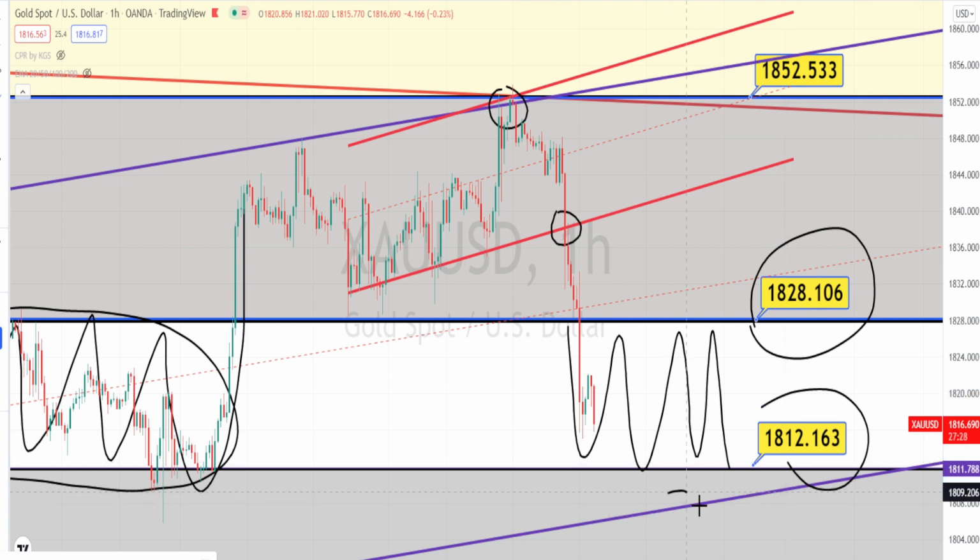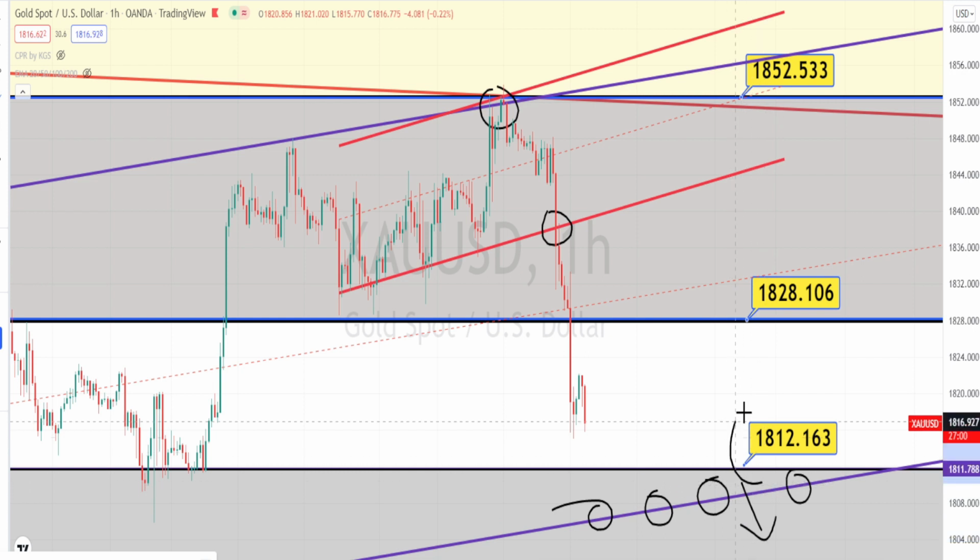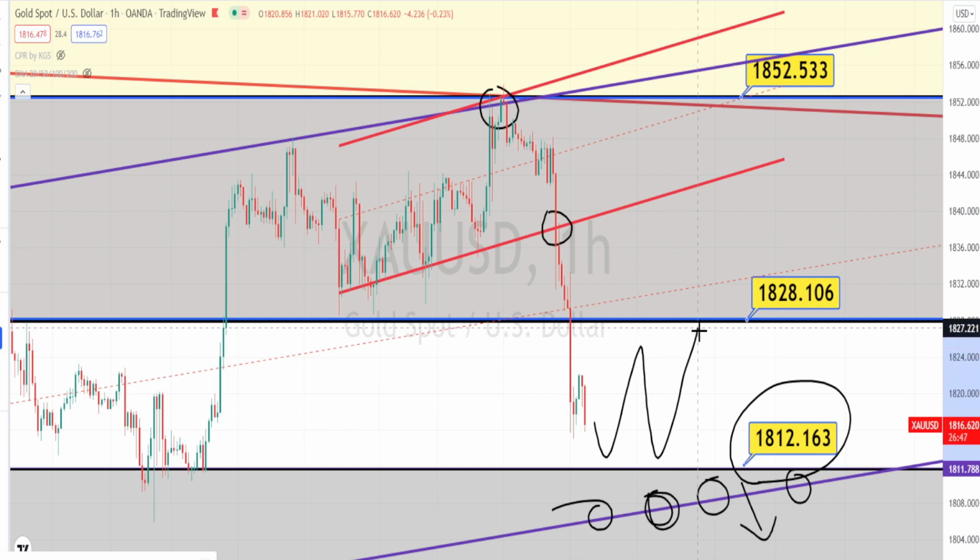And you can notice that there is a bullish channel pattern support line running over here. So only when the price action breaks this support line of the bullish channel pattern from the daily time frame, we can expect a further fall in this currency pair. Currently we have two levels of support. The first level is going to be the 1812 and next level of support is going to be the bullish channel pattern support line.